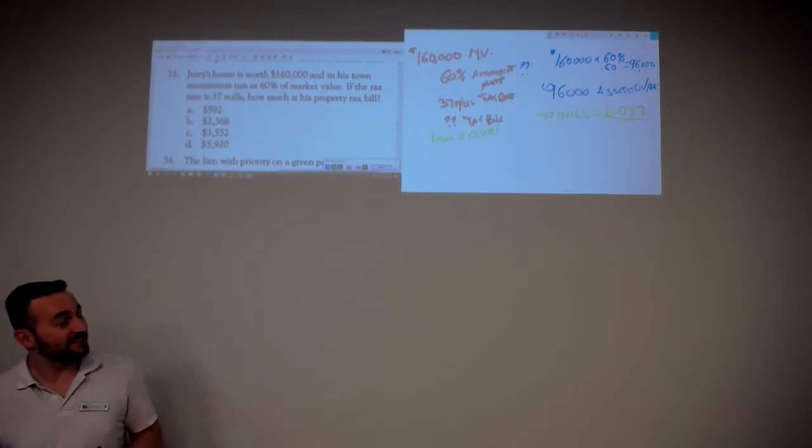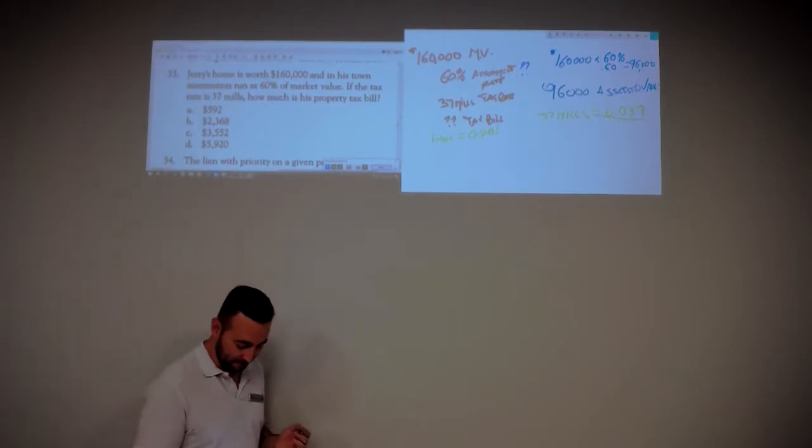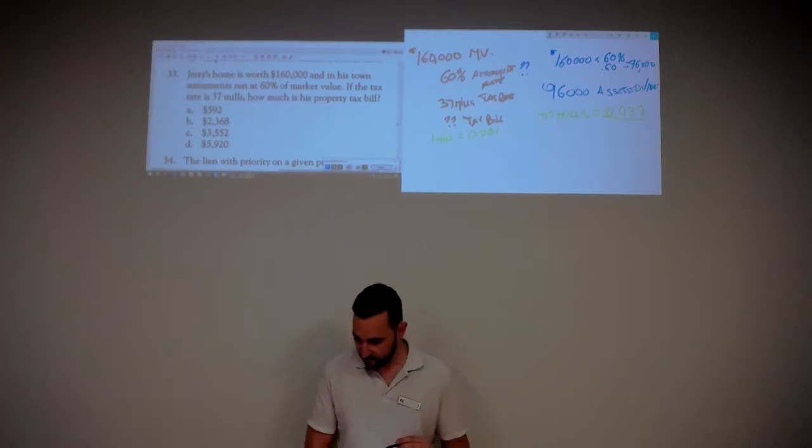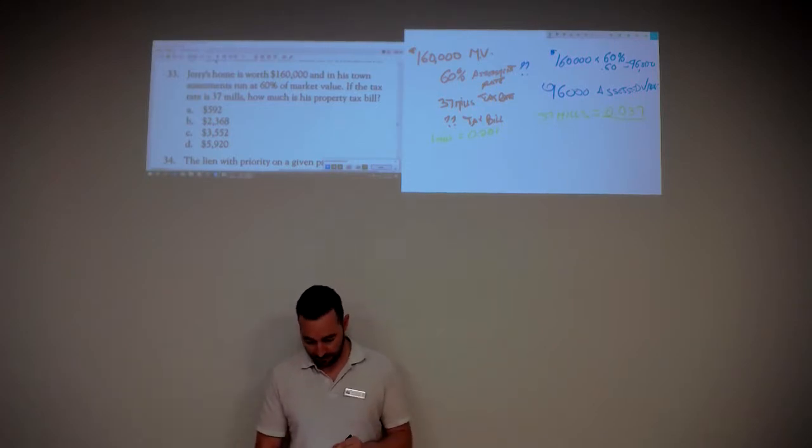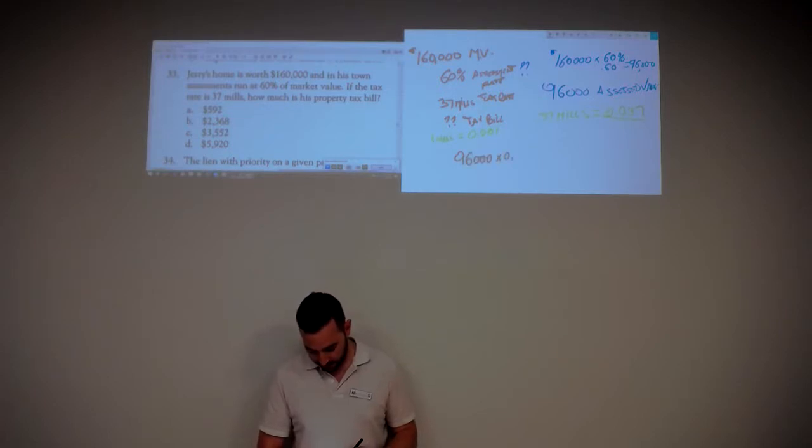All right, 37 mils. So the question is, how much is the property tax bill? Well, the tax bill is 96,000 value times 0.037. And that is 3,552.